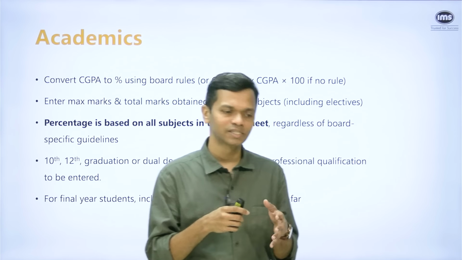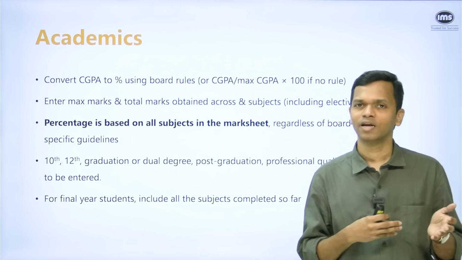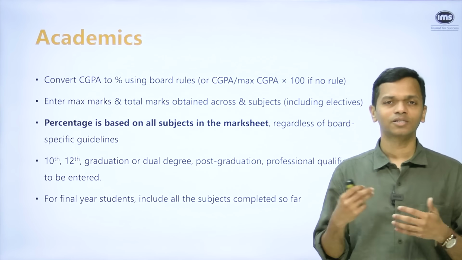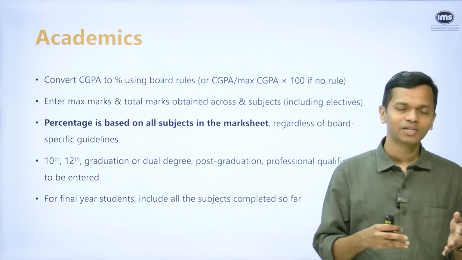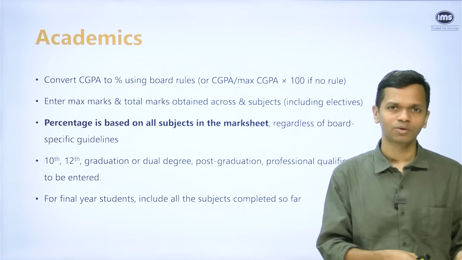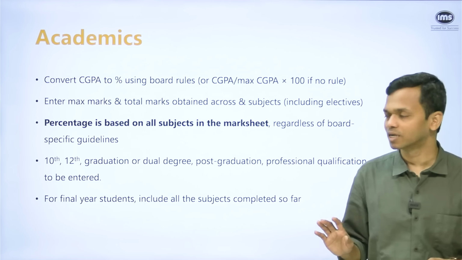A lot of students say, oh, on my 10th standard mark sheet, we used to do best of 5 subjects and not 6 subjects that appear, and that is how I have been calculating my percentage. The CAT application form explicitly says that you have to include all subjects that appear on your mark sheet. So you have to use all of them, irrespective of the board guidelines.